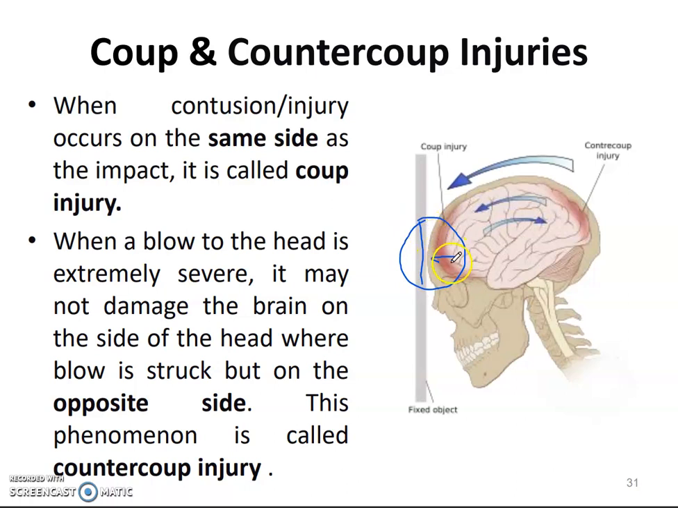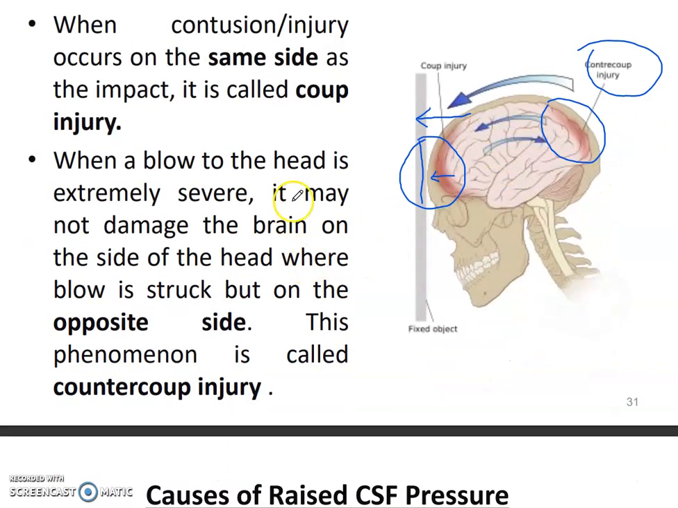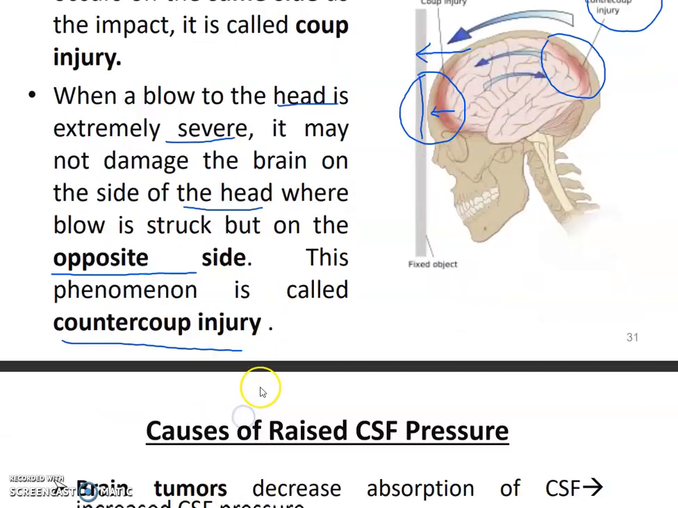When there is an impact on the front side and the injury is caused on the back side due to the brain striking the back side due to the inertia, it is called a counter-coup injury. When a blow to the head is extremely severe, it may not damage the brain on the side of the head, but on the opposite side, and the phenomenon is called a counter-coup injury.